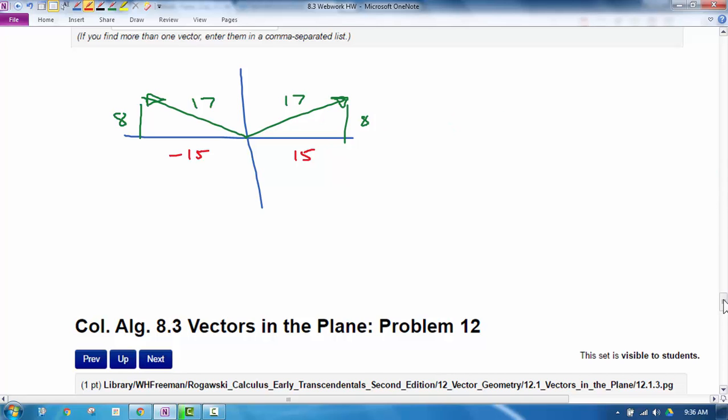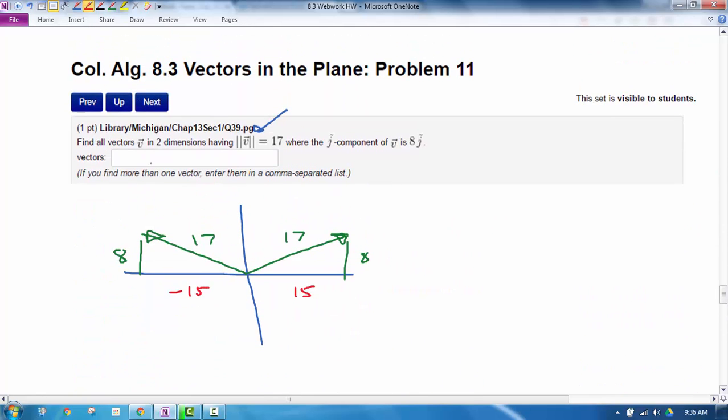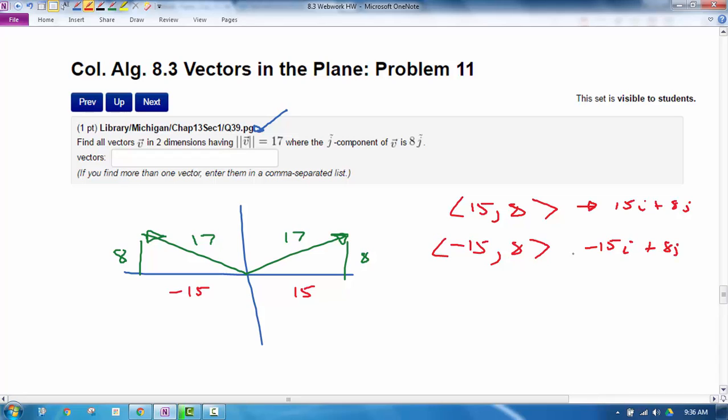So when it asks for the 2 vectors, what it's asking for is over 15 up 8 and back 15 up 8 as your 2 vectors. And my guess is you can enter them in either way. You could enter this one in as 15I plus 8J, and you could enter this one in as negative 15I plus 8J if you wanted to as well, I'm guessing, but separated by a comma.